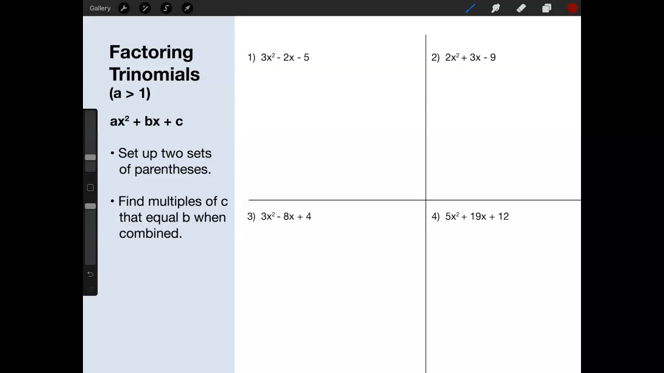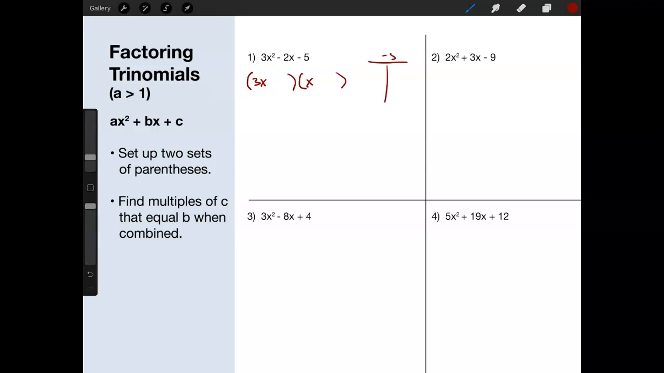Example 1, we have 3x squared minus 2x minus 5. So we'll set up our two parentheses. We're going to put 3x at the beginning of one parentheses and x at the beginning of the other, because 3x times x is 3x squared. Now we need to find multiples of negative 5 that when combined with 3x and x will give us negative 2x.